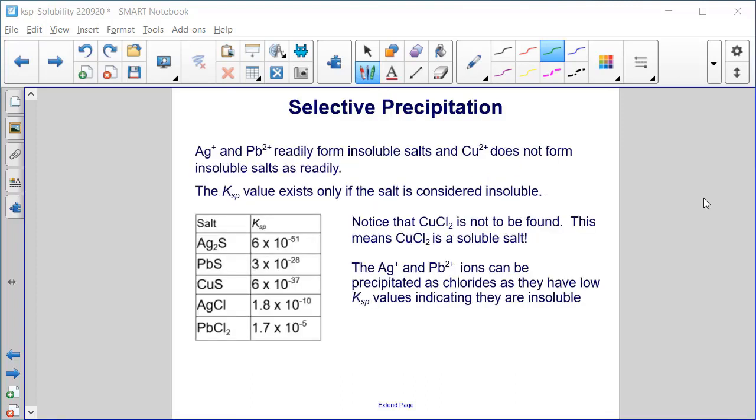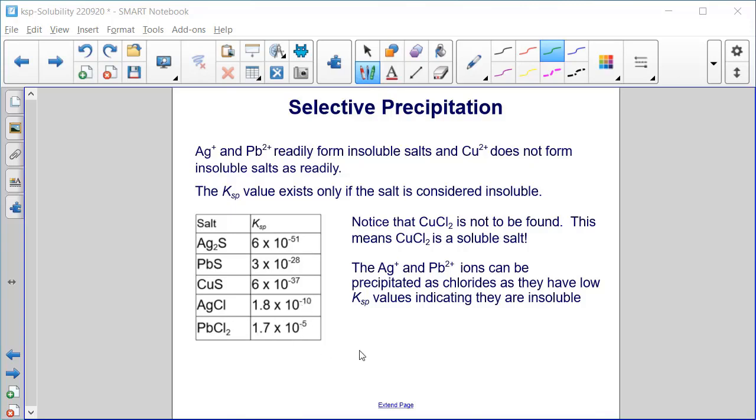Silver ion and lead 2+ ion readily form many insoluble salts. The copper 2+ ion doesn't form the insoluble salts as readily. We have KSP values for silver sulfide, lead 2 sulfide, copper 2 sulfide. They're all much less than 1, so not very soluble. Silver chloride and lead 2 chloride also have these very small KSP values.